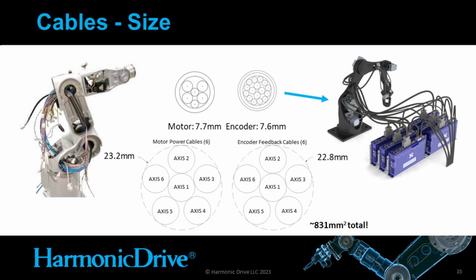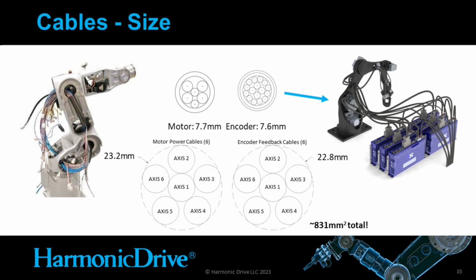Here I have shown some typical sizes for the cables that are used in actuator systems. On the top, we have a single motor and single encoder cable for one axis of motion. Below, I have combined 6 of those into their own respective bundles with motor power cables on the left and encoder feedback cables on the right. When these cables are bundled together, we end up with almost an inch diameter for each of these bundles.